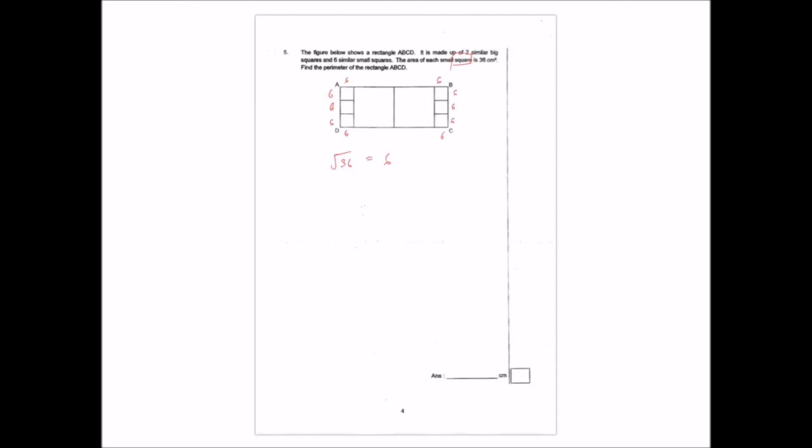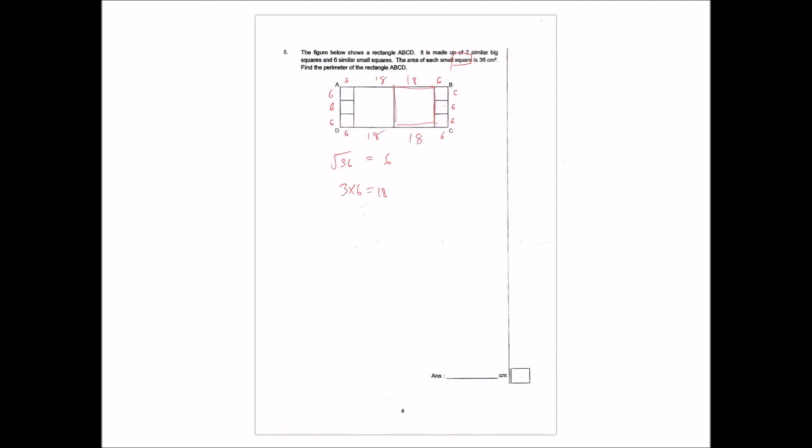Okay, so there is a bigger square. This is the bigger square, and it aligns with 3 of these 6's. So 3 times 6 is equals to 18. So these are 18.